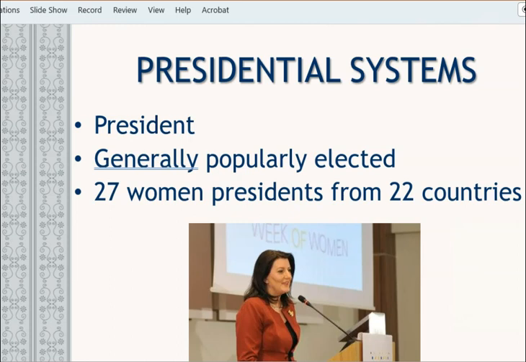And you can see here, I think it's an interesting stat that there have been 27 women presidents from 22 countries, and yet the United States is not one of those as of yet. So hopefully that will change in the near future, and we'll get a chance to see the evolution of the system and the role of women in our system. Even though they have taken on major roles in many cases, we have yet to see a woman be president. Hillary Clinton got pretty close, but that was not to be. So hopefully we'll see someone in the near future step into that role.